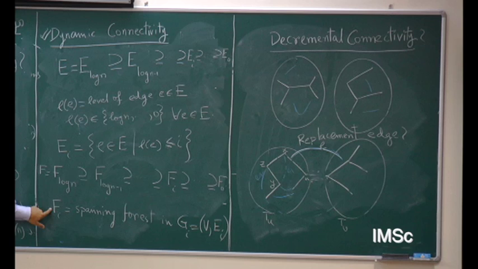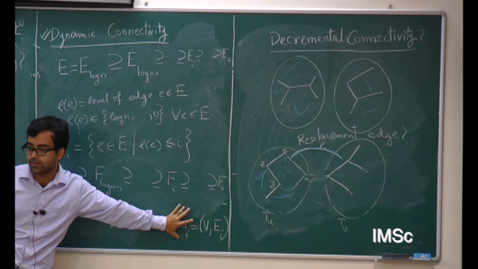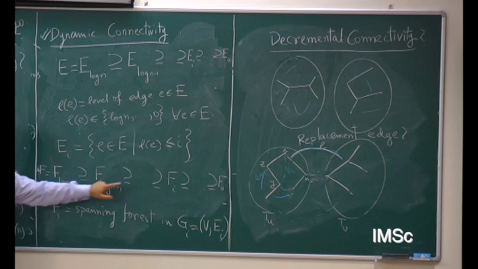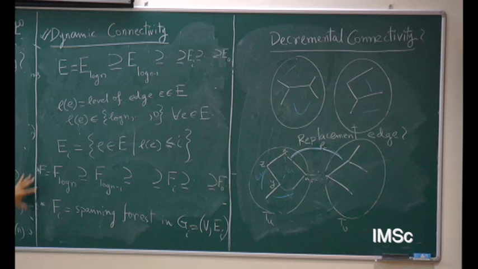It's a spanning forest in G_i, but there are so many possible spanning forests, right? Just look at this condition. These two conditions are independent of each other. One condition says that F_i is a spanning forest of E_i. The other says that F_i is contained completely in F_{i+1}. So from these two, what can we infer about F_i? It's a sub-forest of F_{i+1}. Yes, that's just saying this condition in words. I claim this is what I was trying to get at.